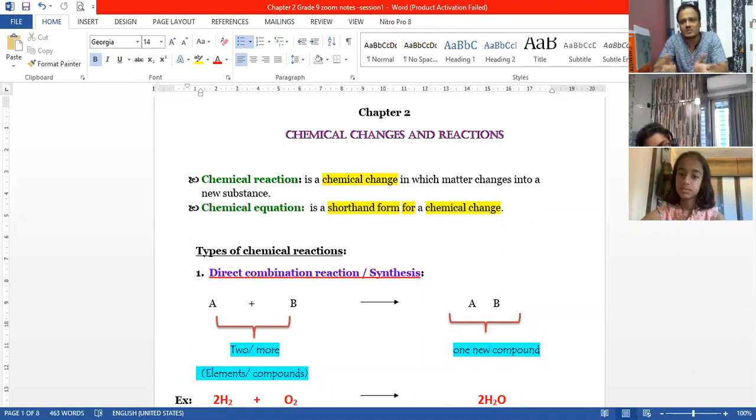Okay, so the copper sulfate, which is blue in color, changes into green, depending upon whatever you're adding. If you're adding zinc, there will be no color later on. So that is another method of identifying a chemical reaction.